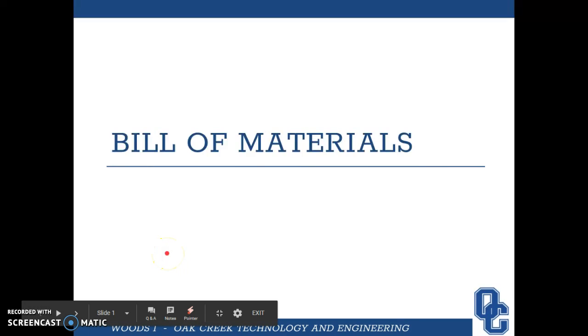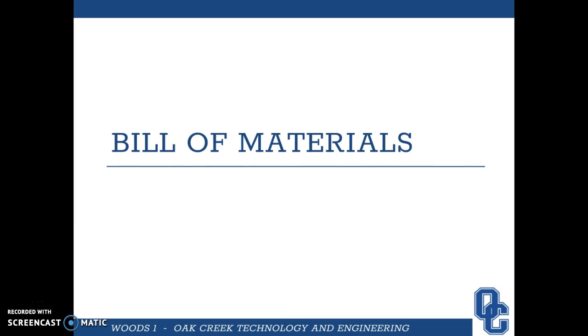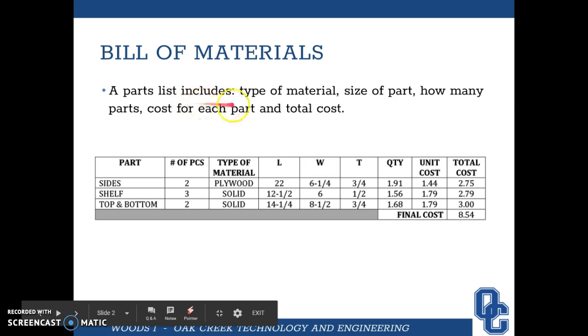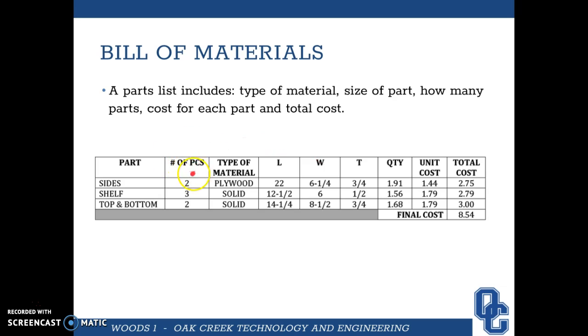Okay, welcome back, everybody. Today we're going to talk a little bit about something we use in woodworking and almost any construction trade out there, and that's called a bill of materials. A bill of materials is essentially a parts list, but the cost of the parts themselves are included. So if you weren't aware, a parts list includes the type of material, the size of the part, how many parts, the cost of each part, and the total cost.